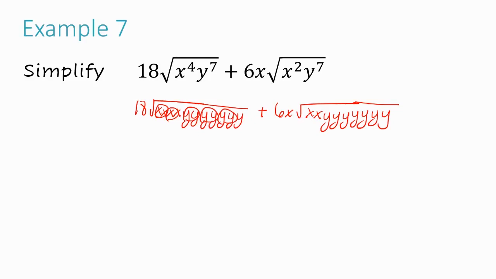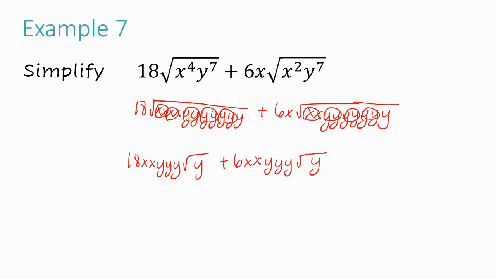And then as far as this one goes, here's a group of 2, group of 2, group of 2, group of 2. Okay. Pull everything out I can. I have 18, and then I have x, x, y, y, y, square root of y, plus 6x. I got another x to pull out. There's a y, a y, a y, square root y.